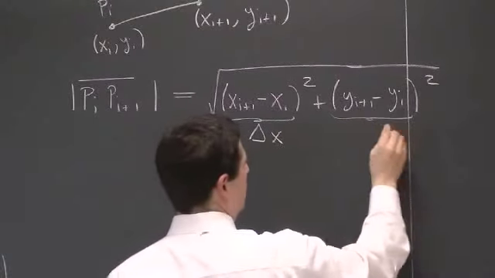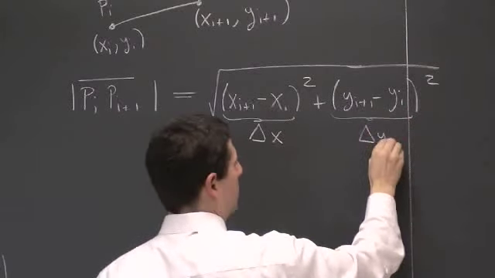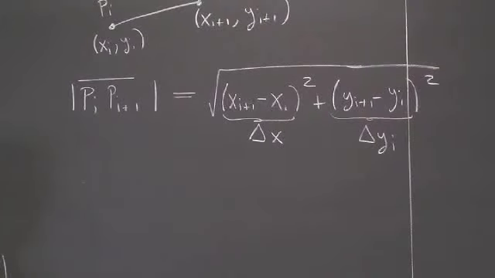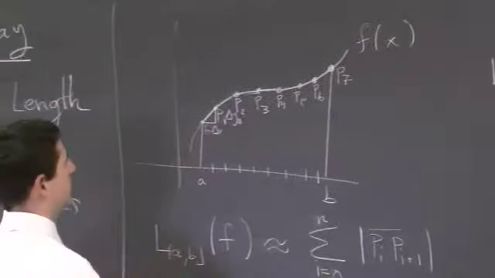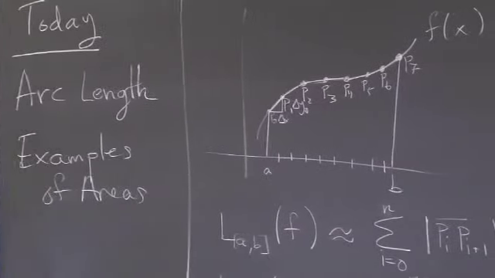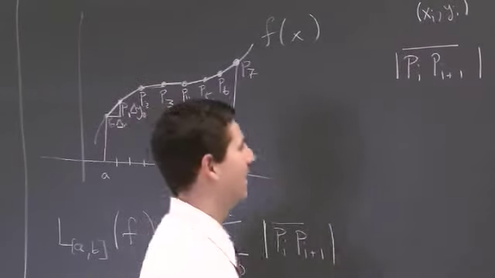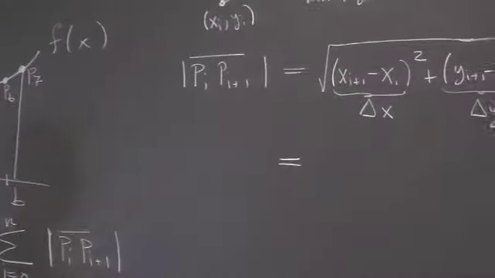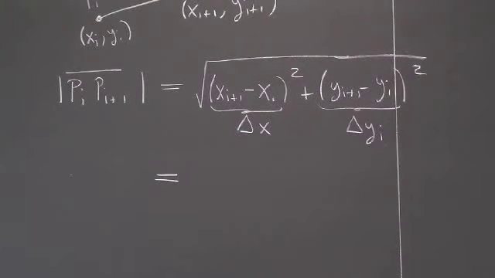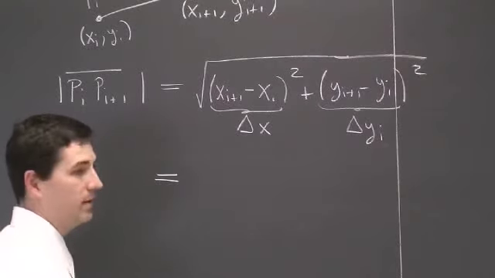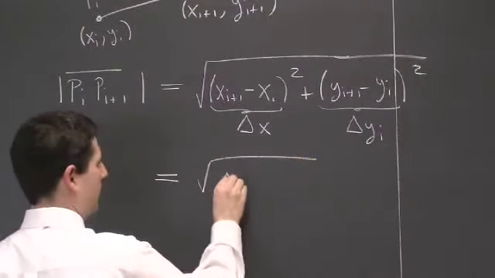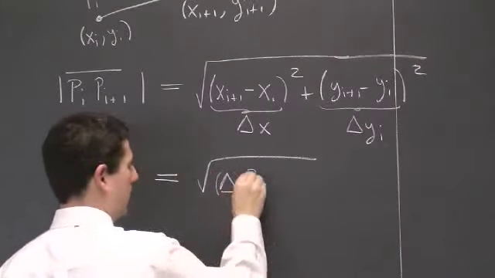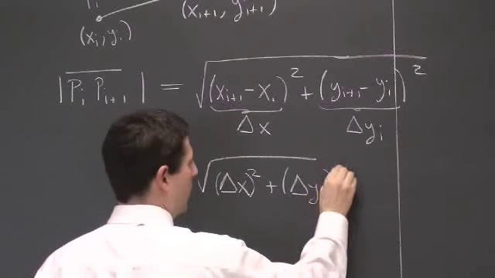And then let me call yi plus 1 minus yi delta yi. And there I do have a subscript, because that depends. I may be able to fix this horizontal distance, but the vertical distance can change. So that's delta x, and this is delta yi. Okay, so at this point, I can rewrite this as delta x squared plus delta yi squared.